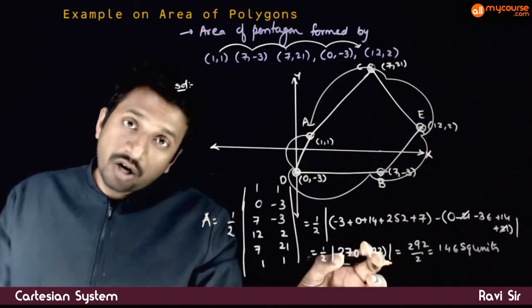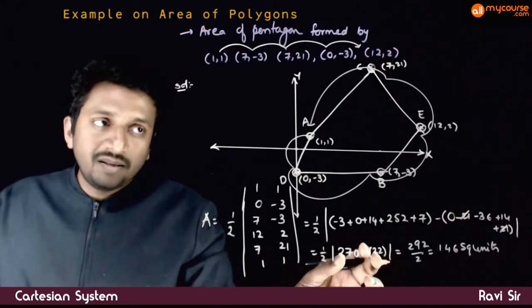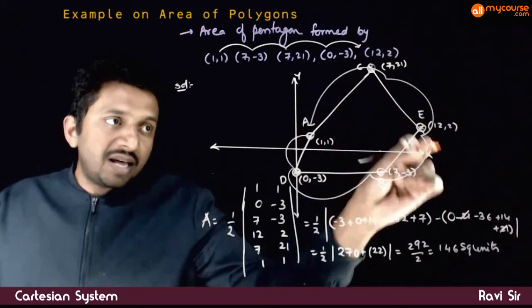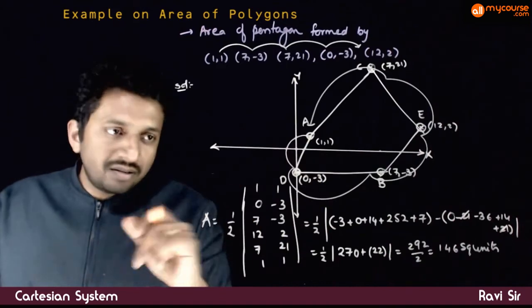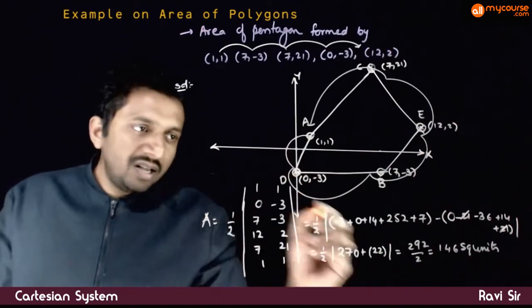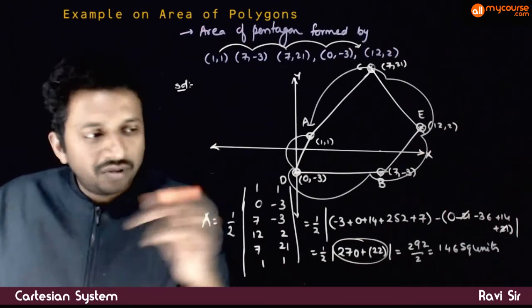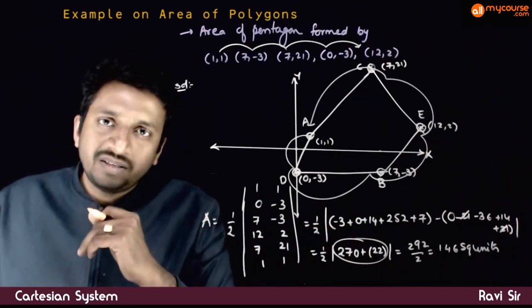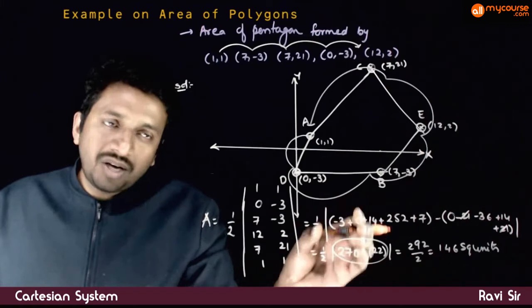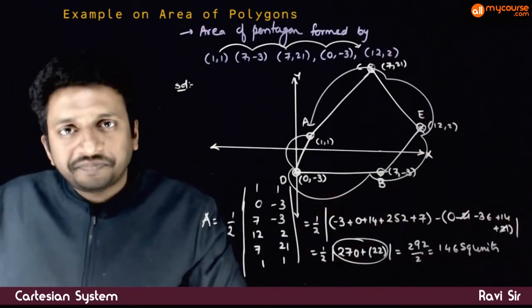you get will automatically be positive. For example, if you take the numbers in clockwise order, so just do the same process, you'll see that you get the exact same number with a negative sign. So you get minus 292 by 2. So once you take mod, you get the same answer.